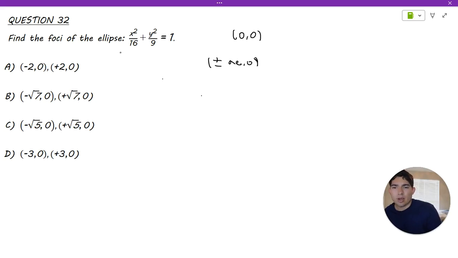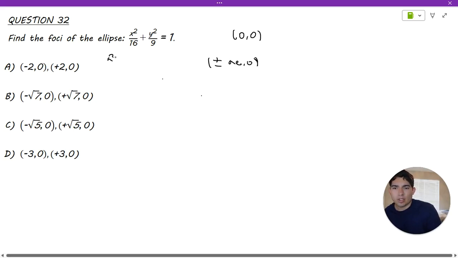So we can look at our ellipse and we'll see that A squared is going to be equal to 16 and B squared is going to be equal to 9. Take the square roots and then we'll get A is equal to 4 and B is equal to 3. Now we can find the eccentricity in the same way that we did in the past couple problems.